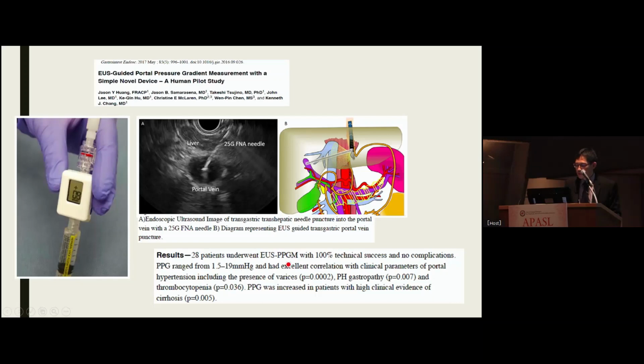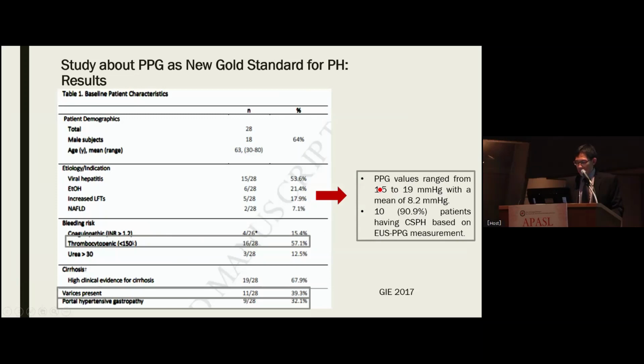They found, from 28 patients, that this method and equipment had an excellent correlation with the clinical parameters of portal hypertension, including the presence of varices, portal hypertensive gastropathy, and even thrombocytopenia. So, studies about the portal pressure gradient as a new gold standard.